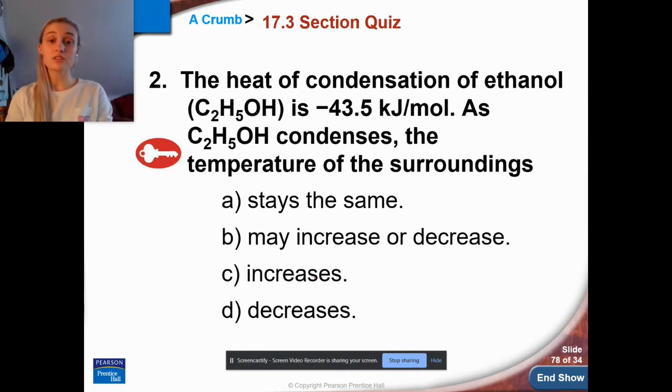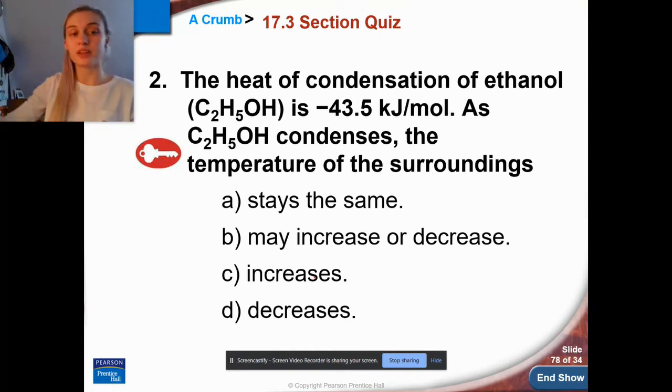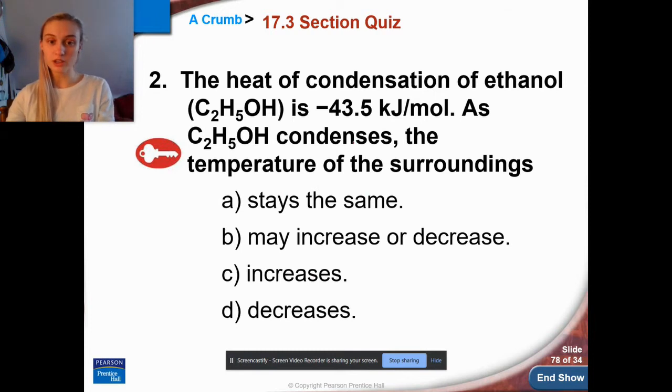This says the heat of condensation of ethanol is negative 43.5 kilojoules per mole. As ethanol condenses, the temperature of the surroundings... So the first thing I think when looking at this problem is that we're given a numerical value. And that numerical value is negative 43.5 kilojoules per mole. And that's the heat of condensation. So it's the heat that's released.